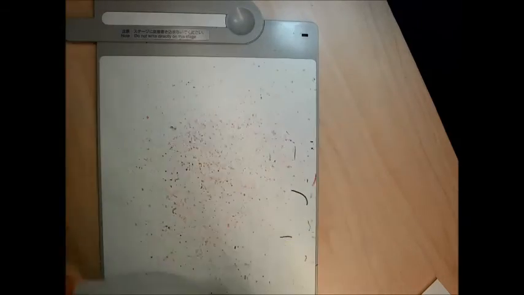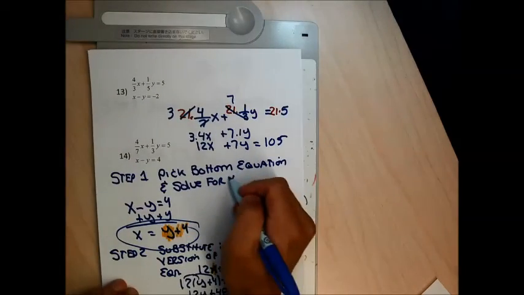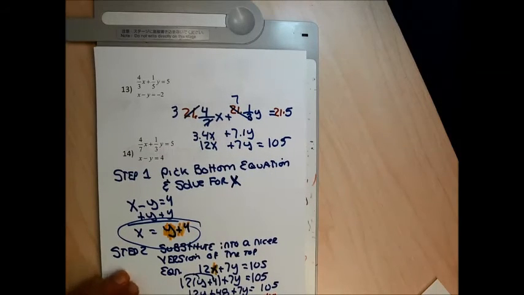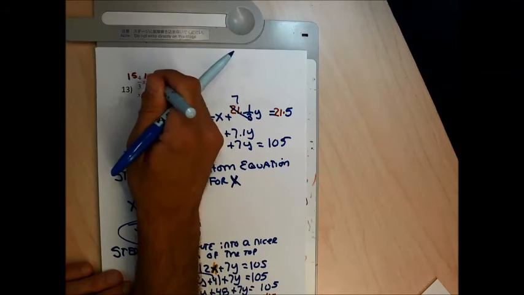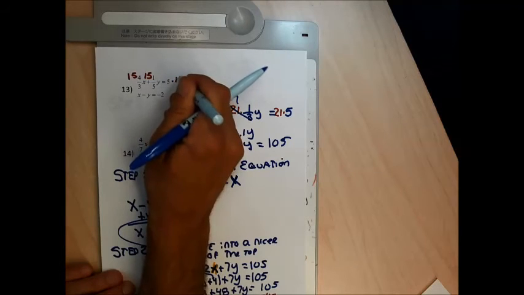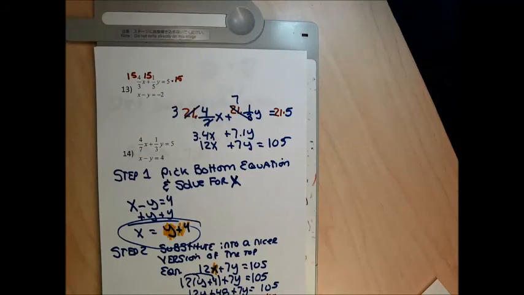So this work should be real similar to the work you're going to do for problem 13. You should probably pick the bottom equation, solve it for x, substitute into a nicer version of the top equation. To get the nicer version of the top equation, you should multiply everything by 15. And that will give you a nicer version, and just finish up step 2 and step 3 just like I did.